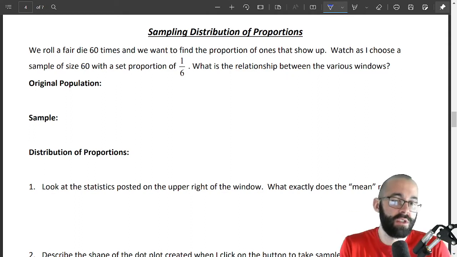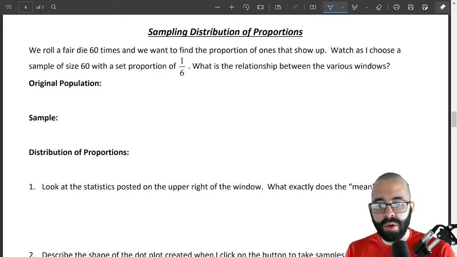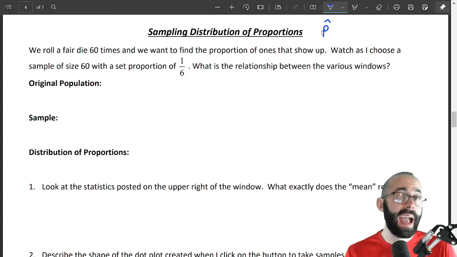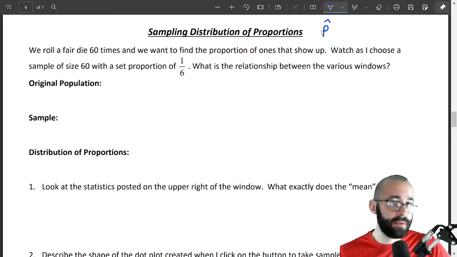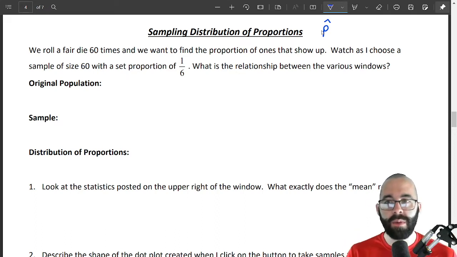How do proportions change? How do sample proportions, remember, sample proportions we usually designate as p hat, change as we take repeated samples? And that's what we're going to investigate with this other link.